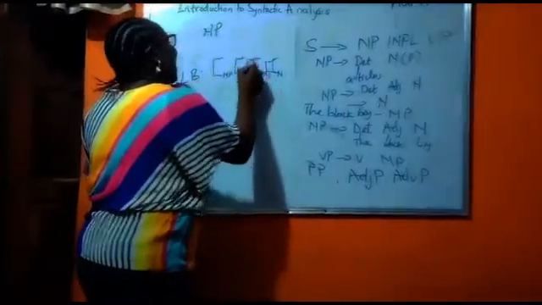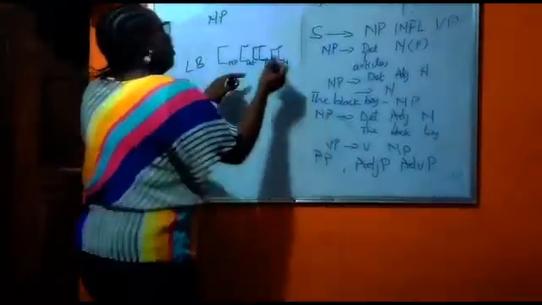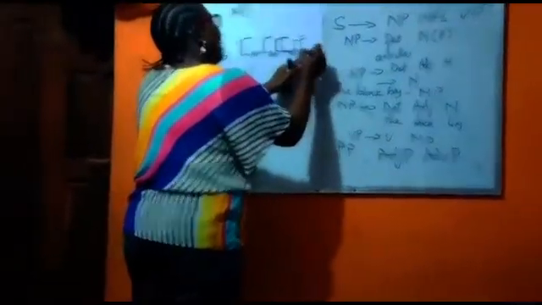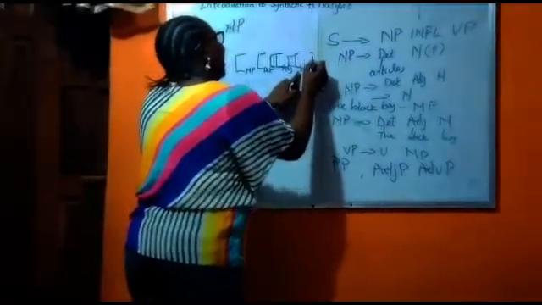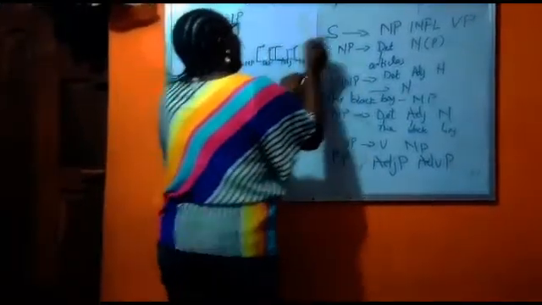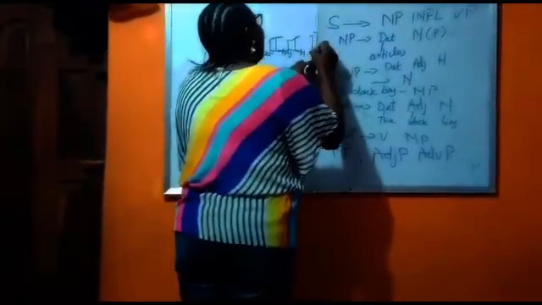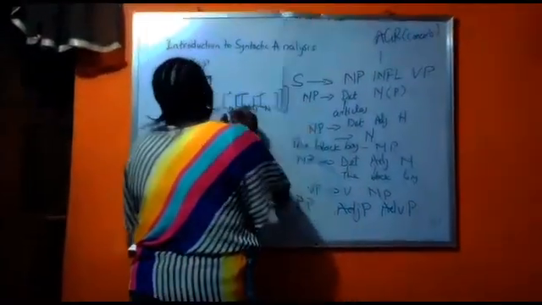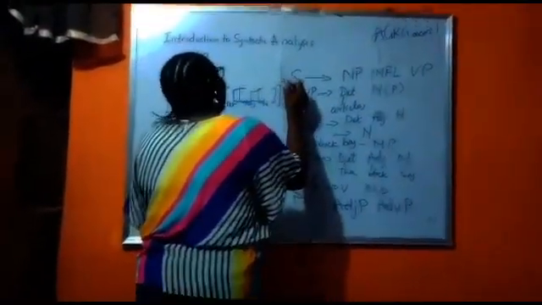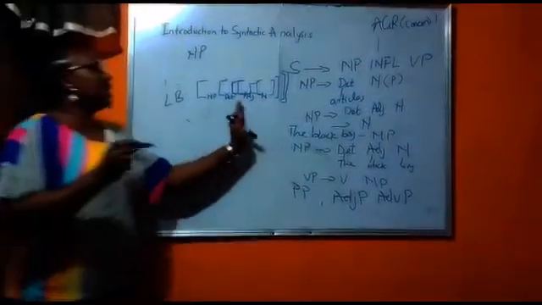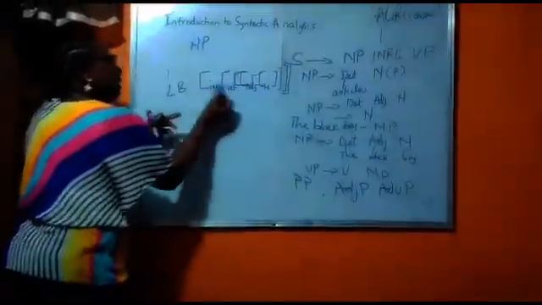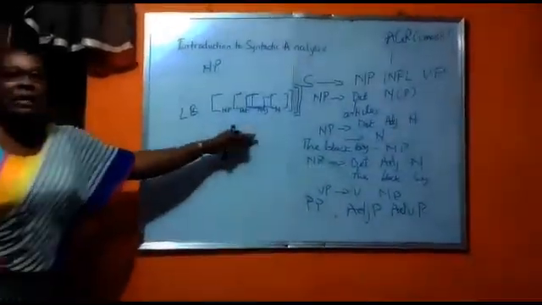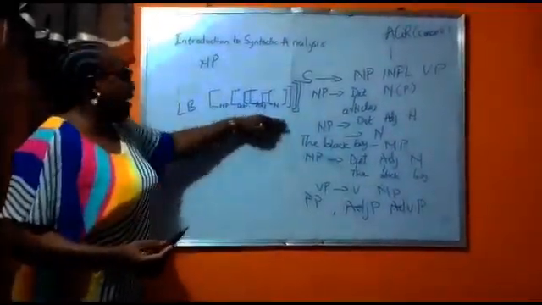Then please do not forget, now we can clean this. Do not forget we have to close each of the brackets that we have opened. We have opened N, we have opened ADJ, we have opened the terminal, then we have opened the NP. So we must close each, and that's enclosing it in square brackets.